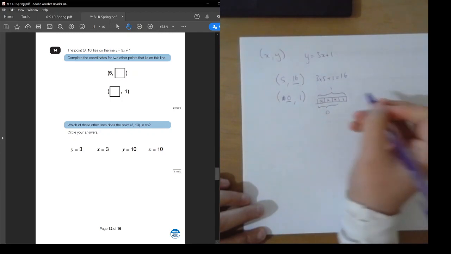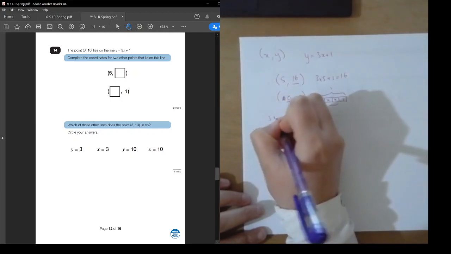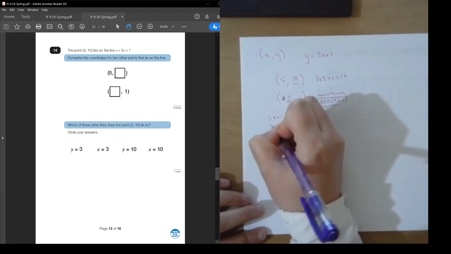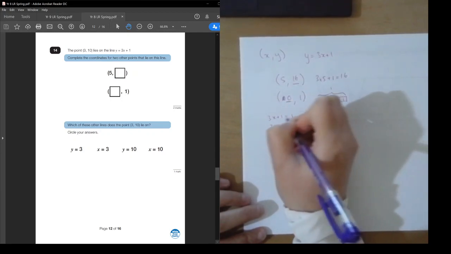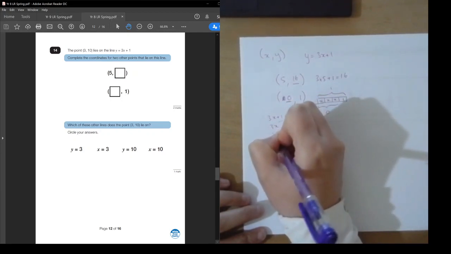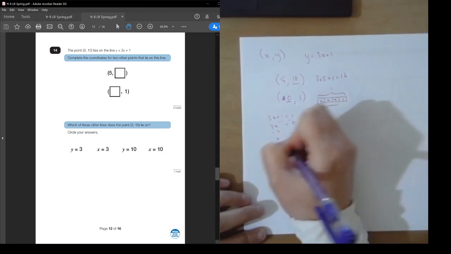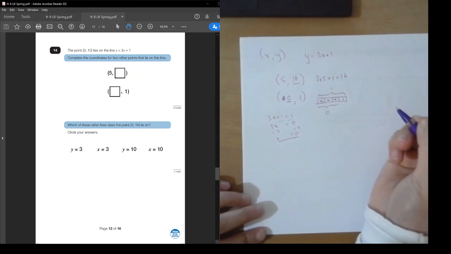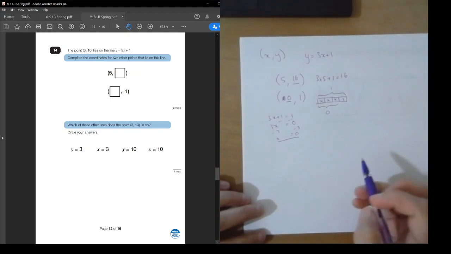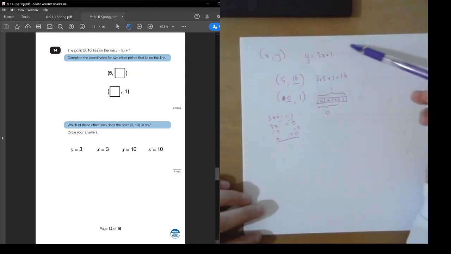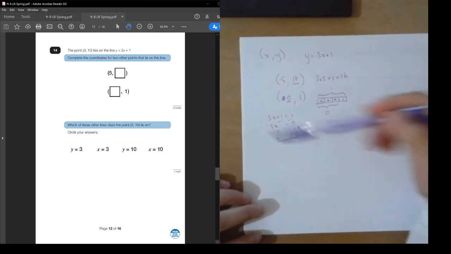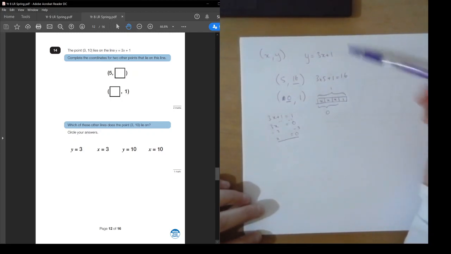If you'd done it the algebraic way, you would have had 3x plus 1 equals 1. So 3x equals 0, taking away 1 from both sides. Then divide by 3. You don't really have to divide by 3, but just in case you want that extra step, it's there. The (3, 10) is not actually important to this part of the question. It's important to the next part. Sometimes they do give you information that you may not necessarily need in that question. Just be aware of it.